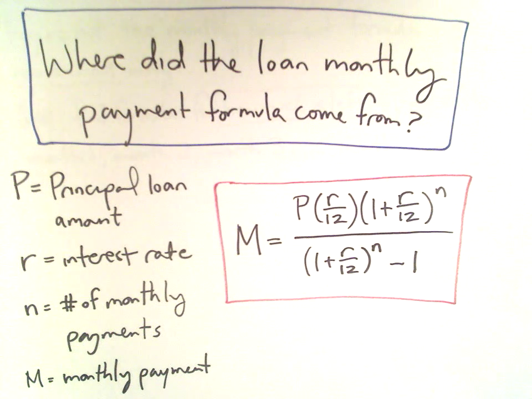All right, so suppose you take out a loan, whether it's a student loan or a car loan. There's some principal loan amount, say it's a student loan and it's $35,000. And you have an interest rate on that, it's accruing interest, say 3.9% interest. And you're paying it off in N months. So say you want to pay it off in 10 years, that's 120 months, so N would be 120.